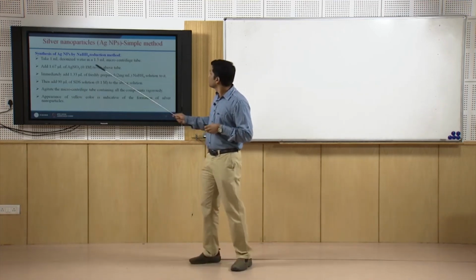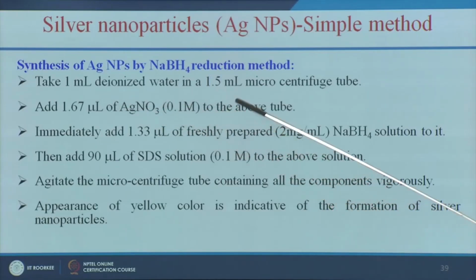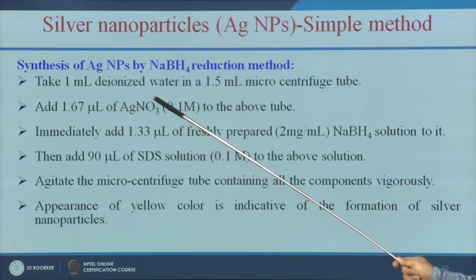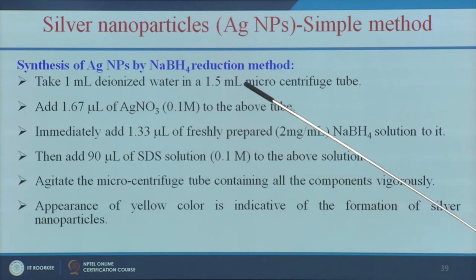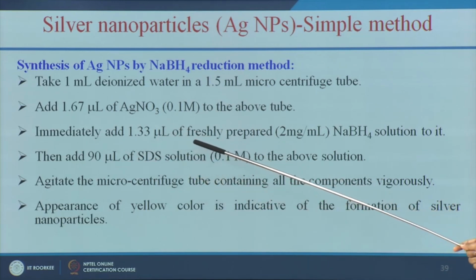Okay. So, for this we have to use 1 ml of deionized water in a 1.5 ml microcentrifuge tube, and we will be adding 1.67 microliter silver nitrate solution. Okay. That is of 0.1 molar to this tube, and we will immediately add 1.33 microliter of freshly prepared 2 milligram per ml NaBH4 solution to it.